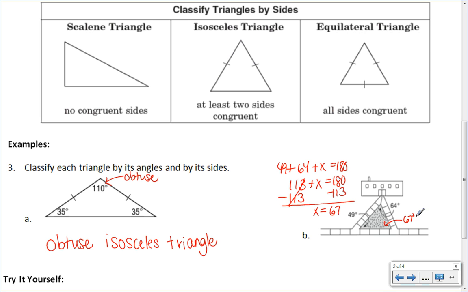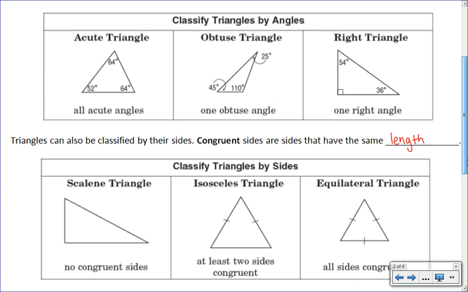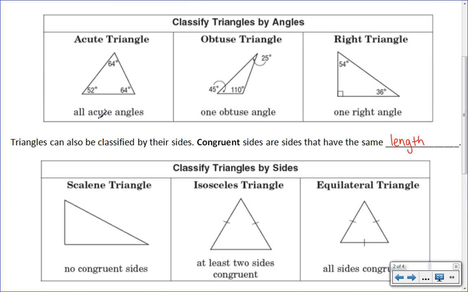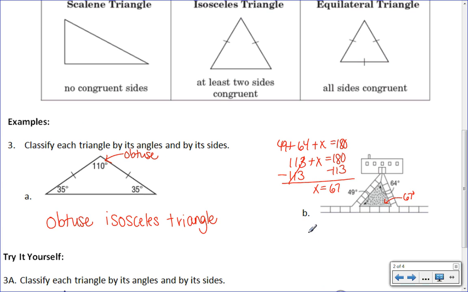Now we can classify the triangle first by its angles. So 49, 64, and 67. All of those are acute angles. They're all less than 90 degrees. So this is an acute triangle. Okay, now to classify by its sides. Well, we don't have any side measures that are marked as congruent. And if you notice, we have all different angle measures, which means that we also have all different side lengths. So that is a scalene triangle, no congruent sides. So this is an acute scalene triangle.